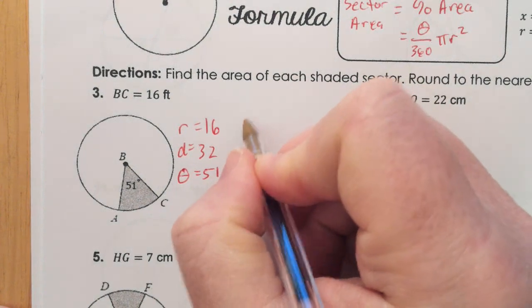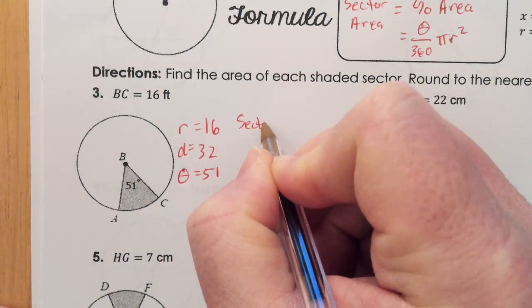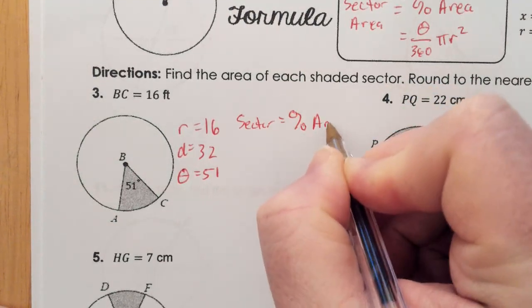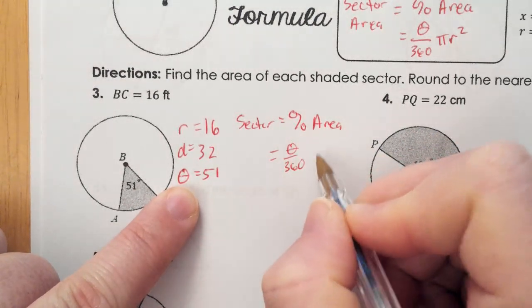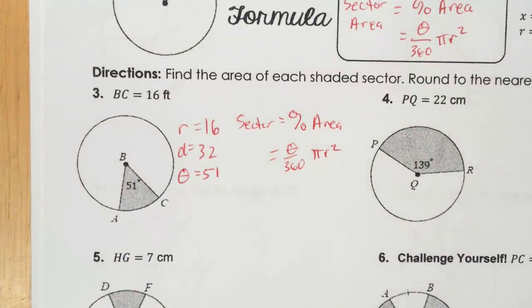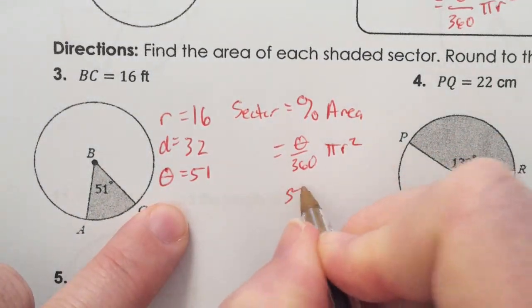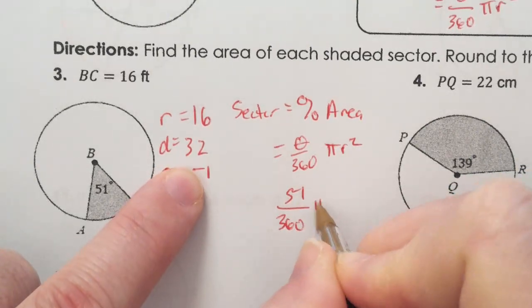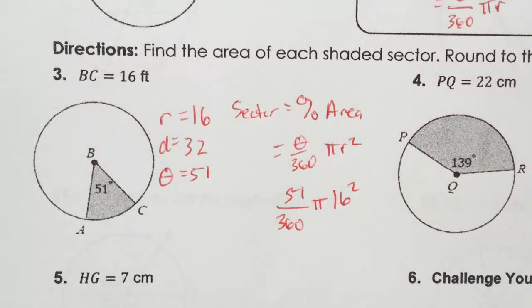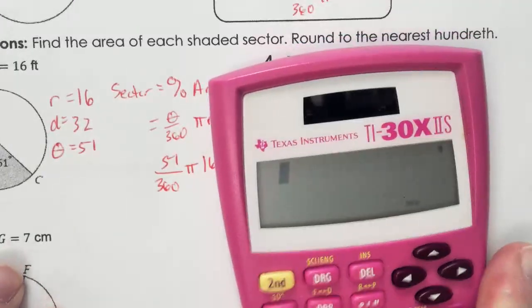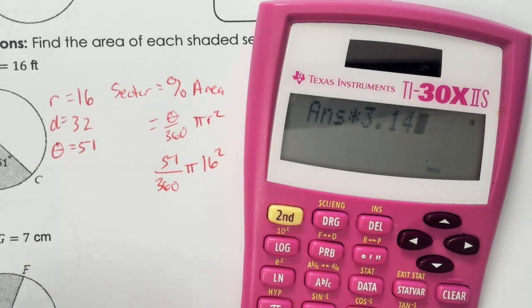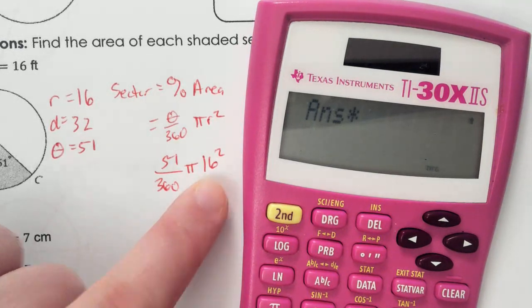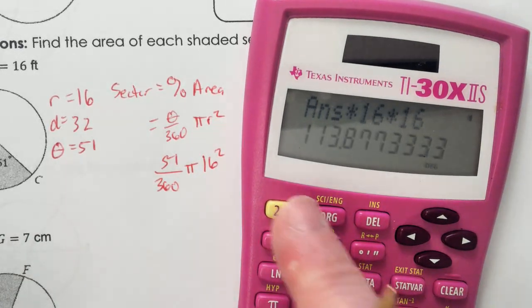All right, so then we want the sector area. Sector is equal to percentage of the area. Percentage would be angle over 360, and then times the area, in this case, pi r squared. So our angle was 51 over 360, your pi, and then 16 squared. I'm putting this in my calculator: 51 divided by 360 equals, that's my percentage, times 3.14 times 16 times 16. And we get this big long decimal.